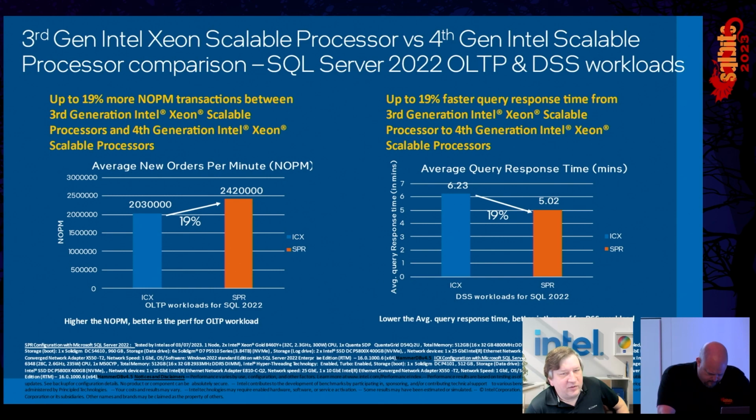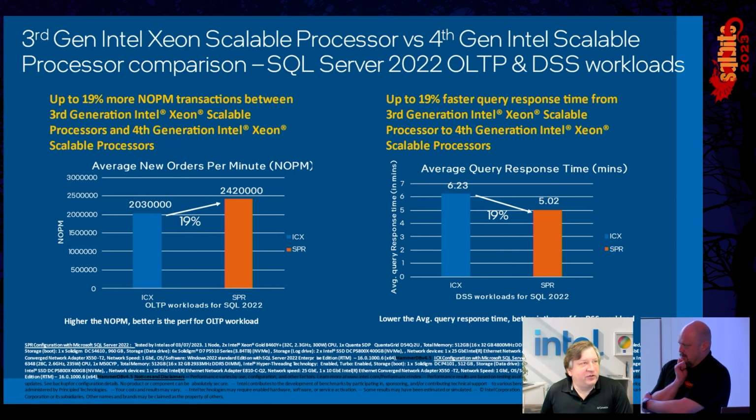You can see that the result of this testing shows that a 4th gen Intel Xeon provides up to 19% more NOPM transactions over a 3rd gen Intel Xeon with OLTP workloads. That's the first graph there, the number of transactions. With DSS workloads, this other graph on the right, we also showed up to 19% faster query response time with 4th gen Intel Xeons over the 3rd gen Intel Xeon. So this is some of the goodness of moving to the 4th gen Intel Xeon Scalable processor.